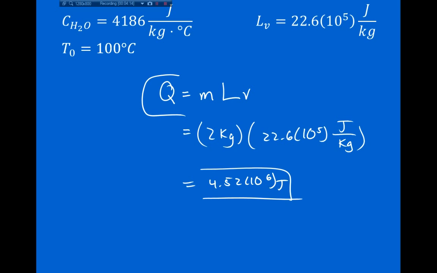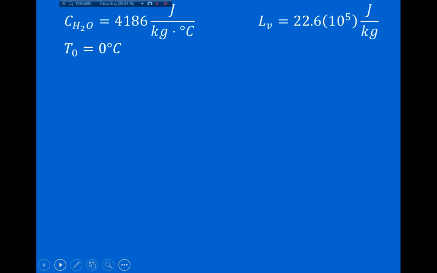at 100 degrees Celsius. Now if the water starts out at 0 degrees Celsius, we have to first add heat to bring the water up to its boiling point. So the total heat that we have to add is going to be equal to the heat that's required to bring the temperature up to 100 degrees Celsius. So this is the mass of the water times the specific heat of the water times the change in temperature of the water, and this is going to be 100 degrees Celsius, plus the mass of the water times the specific latent heat of vaporization.